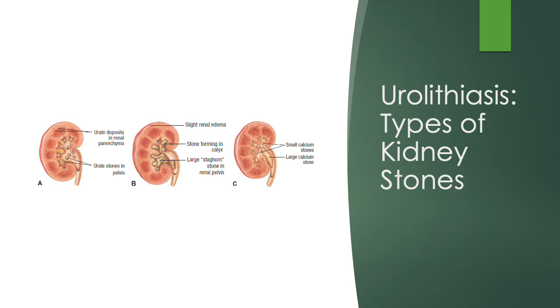When they're large, they normally call them staghorn stones. And the reason why is because they're large and they fill the area of the renal pelvis. You can also have small calcium deposits or small kidney stones or very large kidney stones. So just take a look at this picture. Regardless, they are all forming in the renal parenchyma or in the renal pelvis.